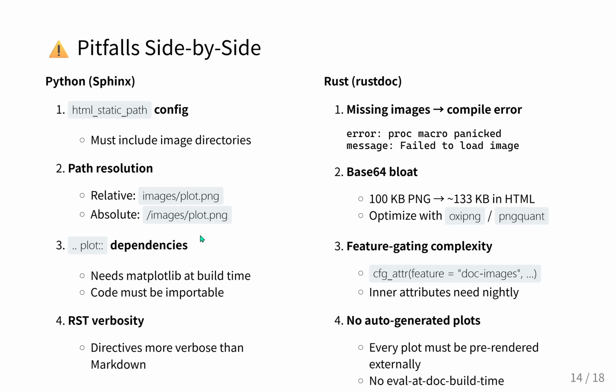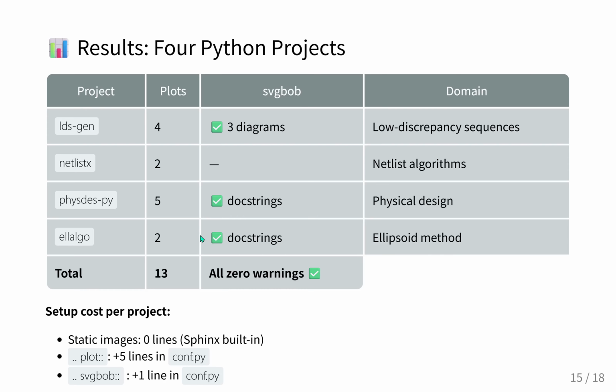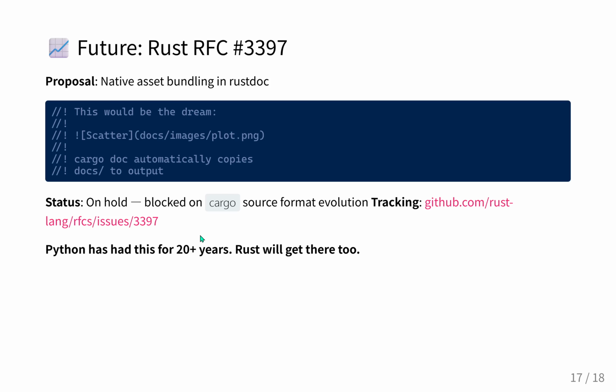But there is a horizon. The presentation outlines Rust RFC number 3397, which is a formal proposal to introduce native asset bundling directly inside RustDoc. Which would fundamentally solve the core issue. Exactly. It would allow Cargo to map and bundle external images with the same fluidity that Sphinx currently achieves. But that RFC is currently blocked pending a wider evolution of the Cargo source format.